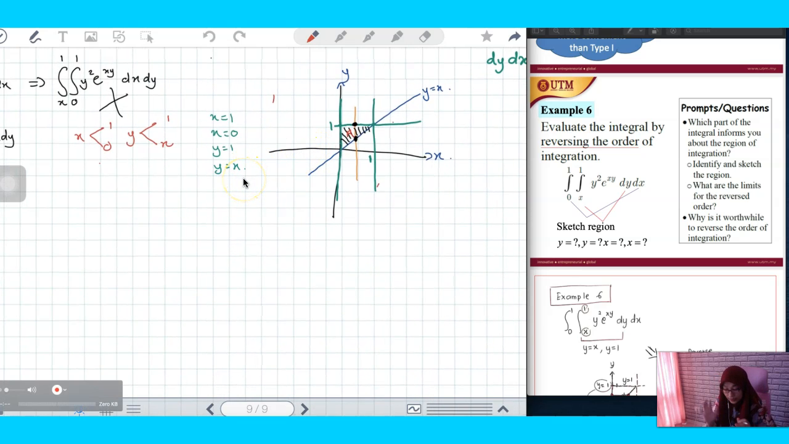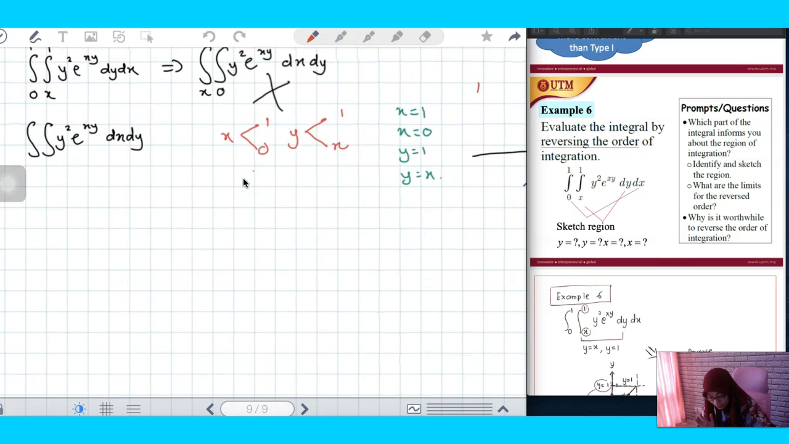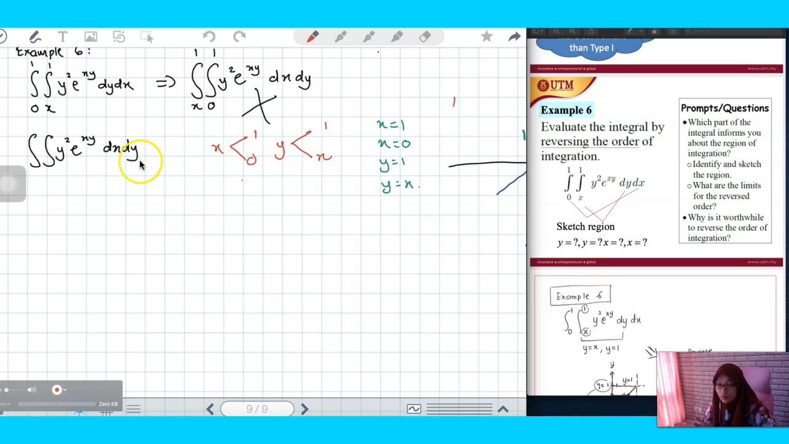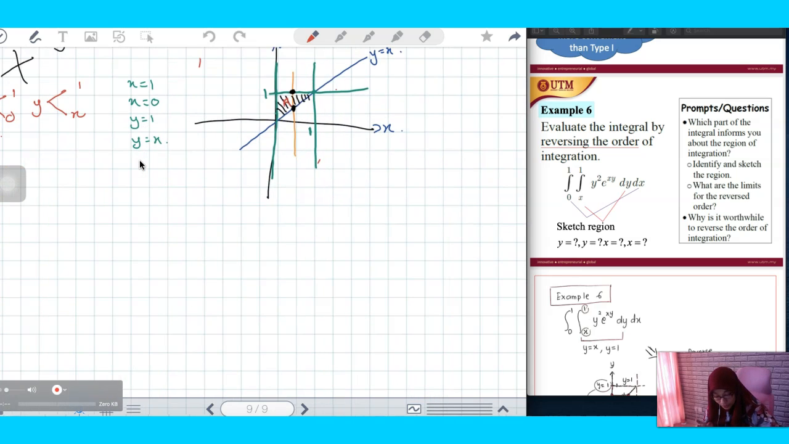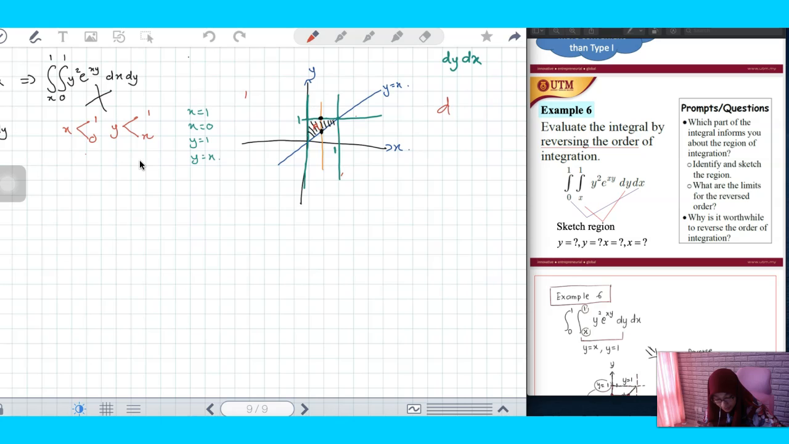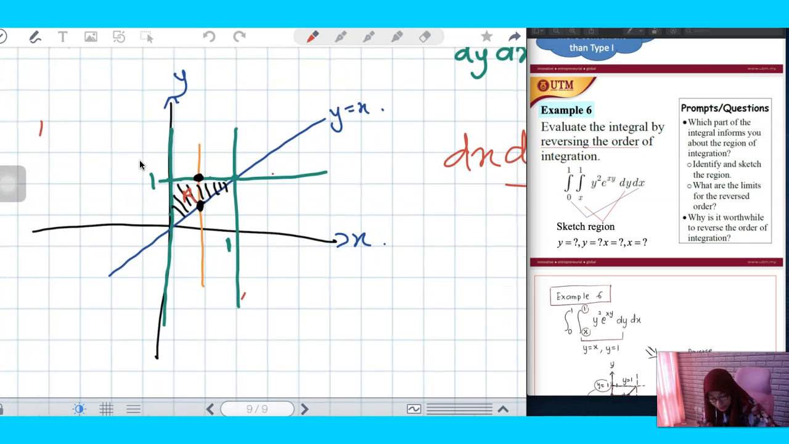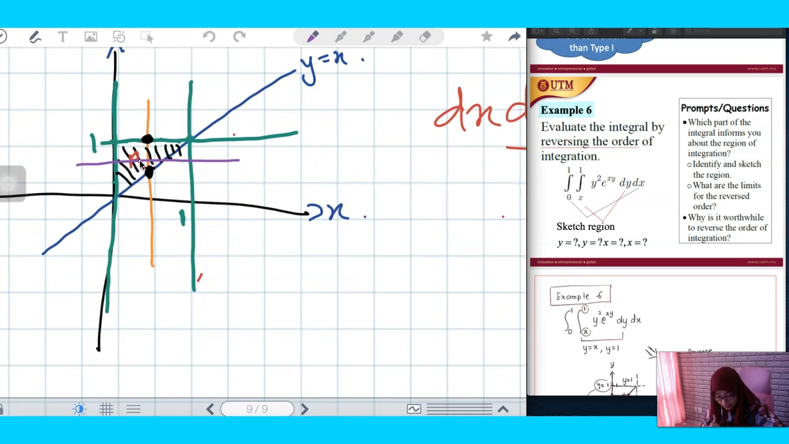Okay, so now we already obtained the region. Now back to our intention, we want to change the order. Now we have y constant, so we want to work on dx dy. So when y is constant, now you should draw a horizontal line. Then from the horizontal line, you can determine the limit of y. You can see that the line here is lying between 0 to 1, right?